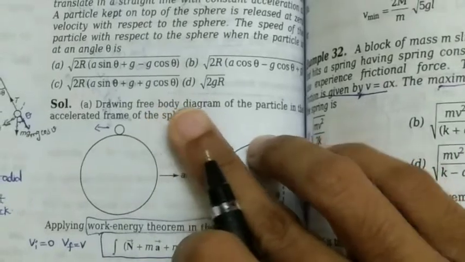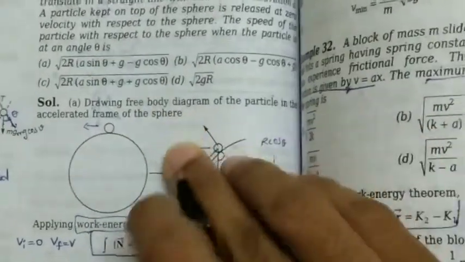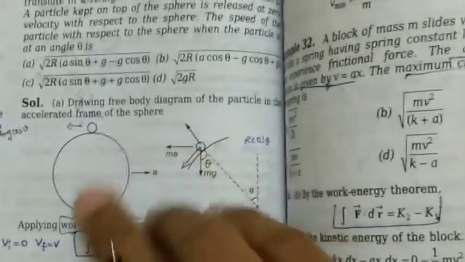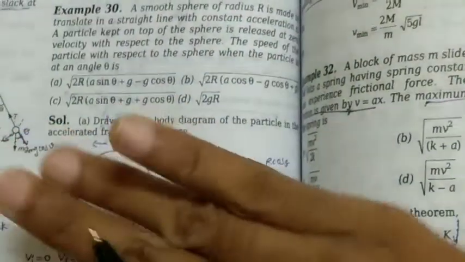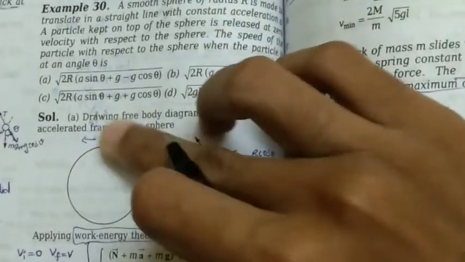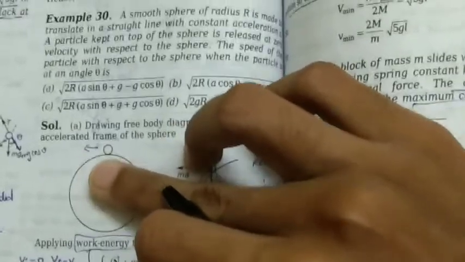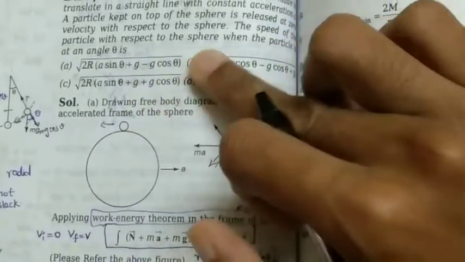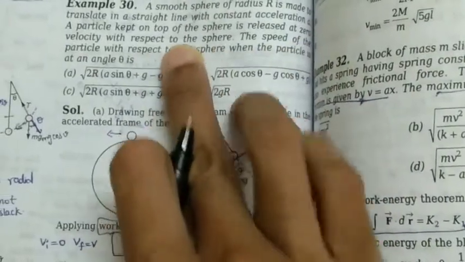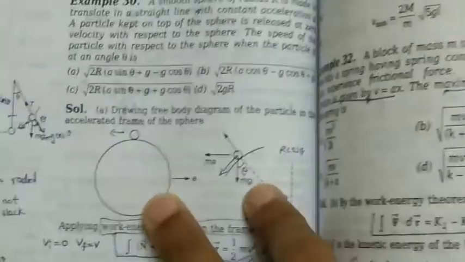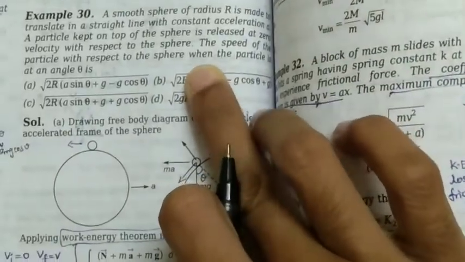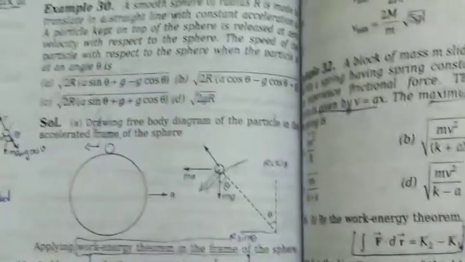To solve this, we draw the free body diagram of the particle in the accelerating frame of the sphere. As the sphere is moving with acceleration, it is an accelerating frame, and we consider the particle with respect to that frame, not the ground. We have to consider as if we are in this sphere observing the particle's motion. In that accelerating frame of reference we draw the free body diagram, because they are asking the speed of the particle with respect to the sphere, at the angle theta.